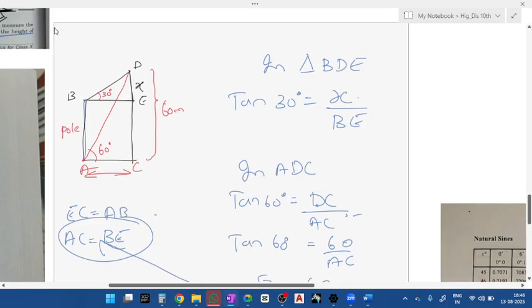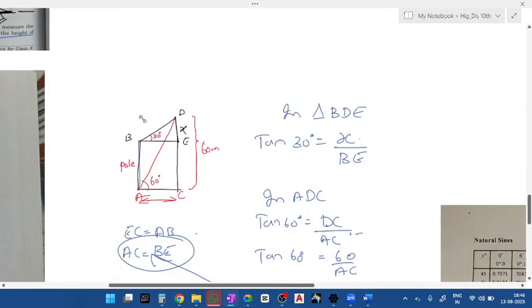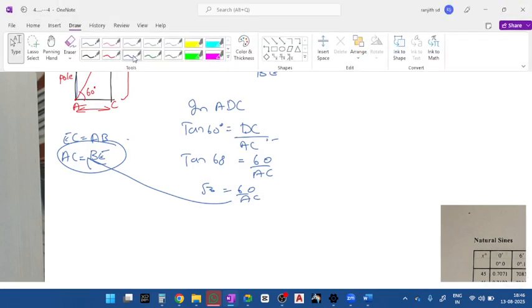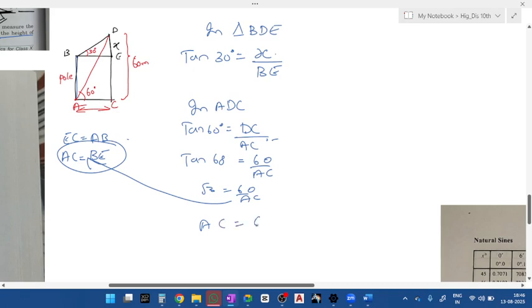You could have even taken the larger triangle. Couldn't solve anything. So AC is equal to 60 root 3. Rationalize. This is the example I gave. Previously, this is what I told.